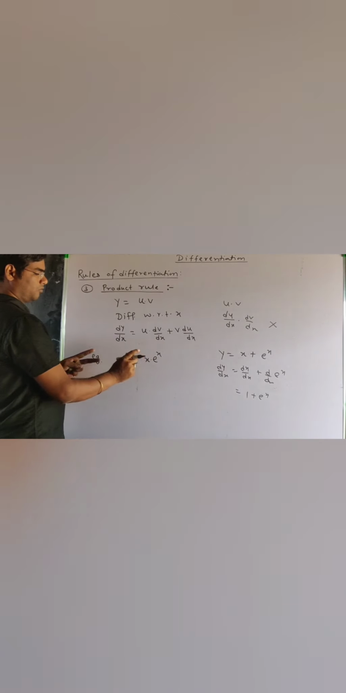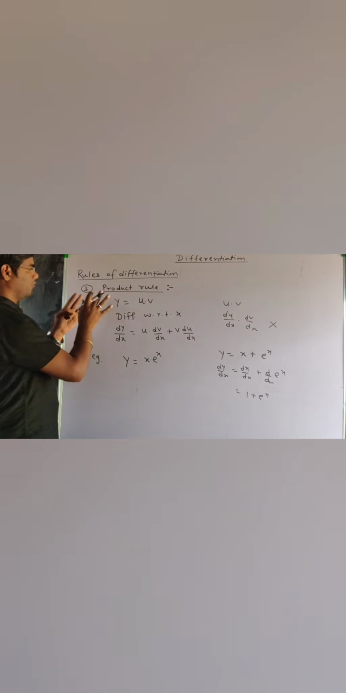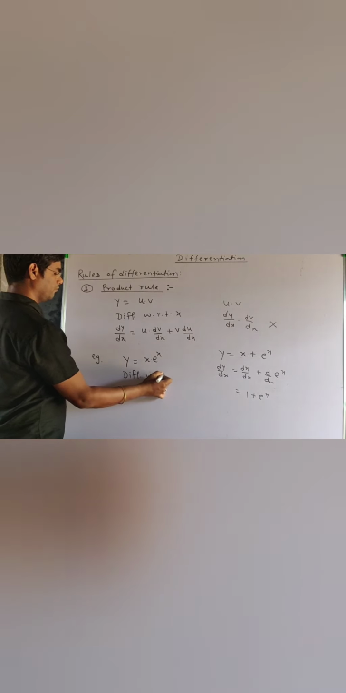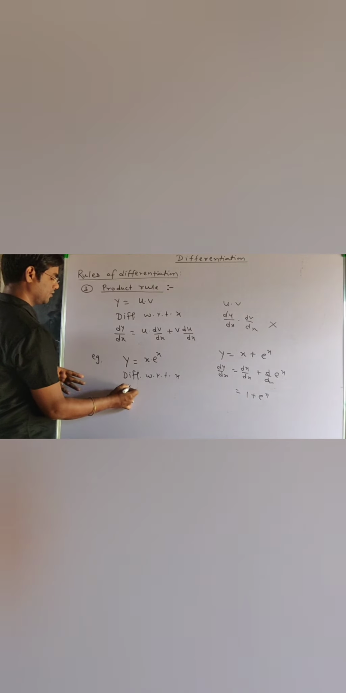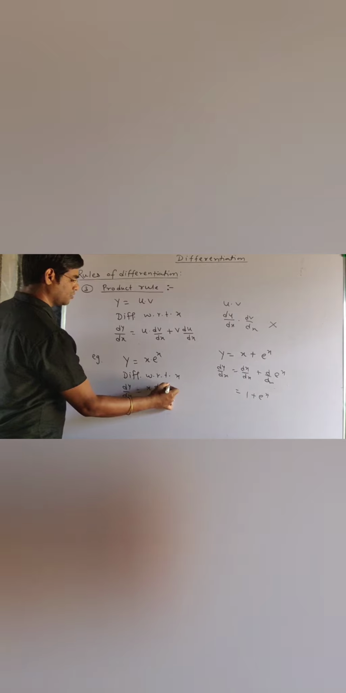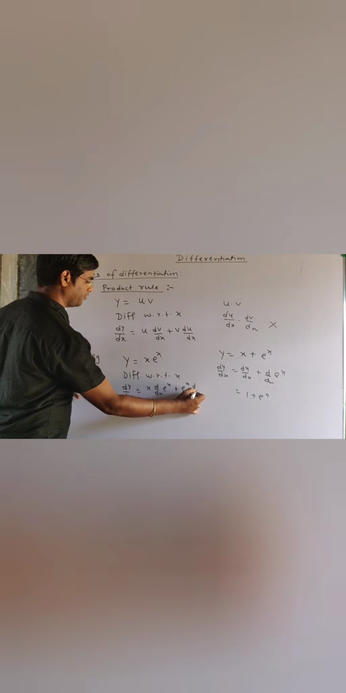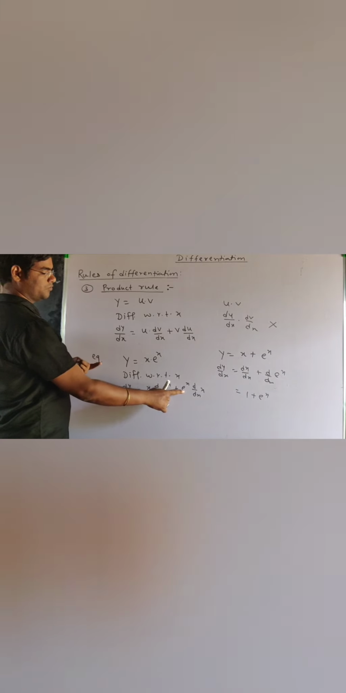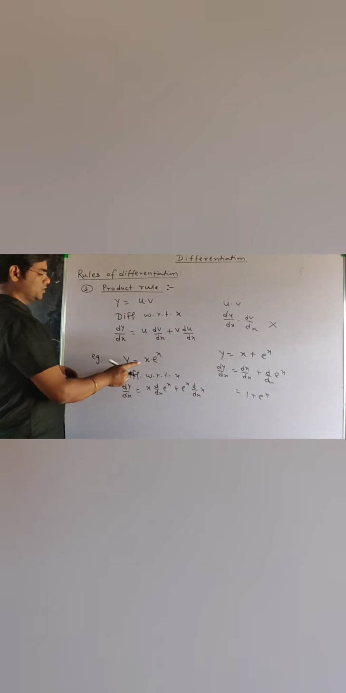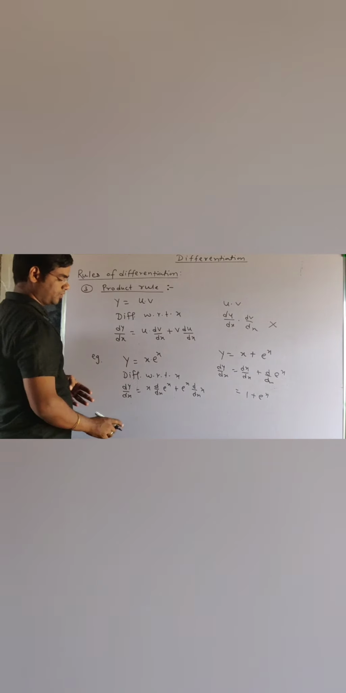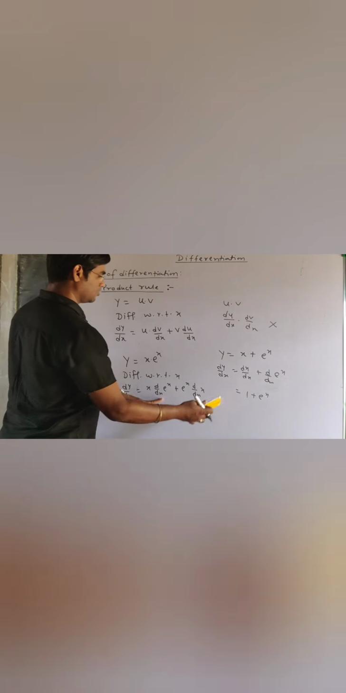So whenever you have two variables in multiplication, you have to follow the product rule. Now what is the product rule? Product rule is u derivative of v plus v derivative of u, which means keep first, differentiate second, plus keep second, differentiate first. Now apply the formula to x into e raised to x.